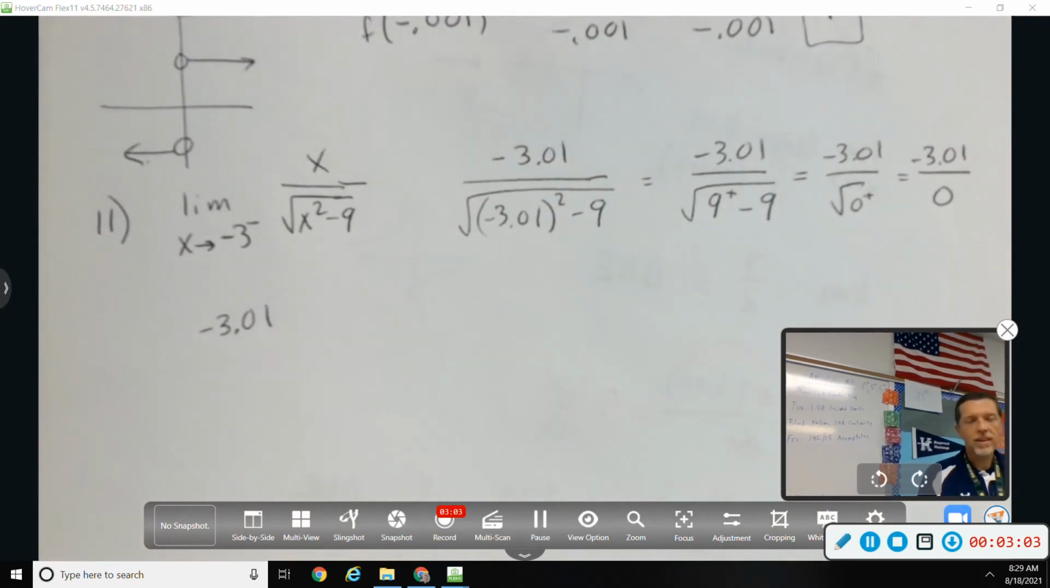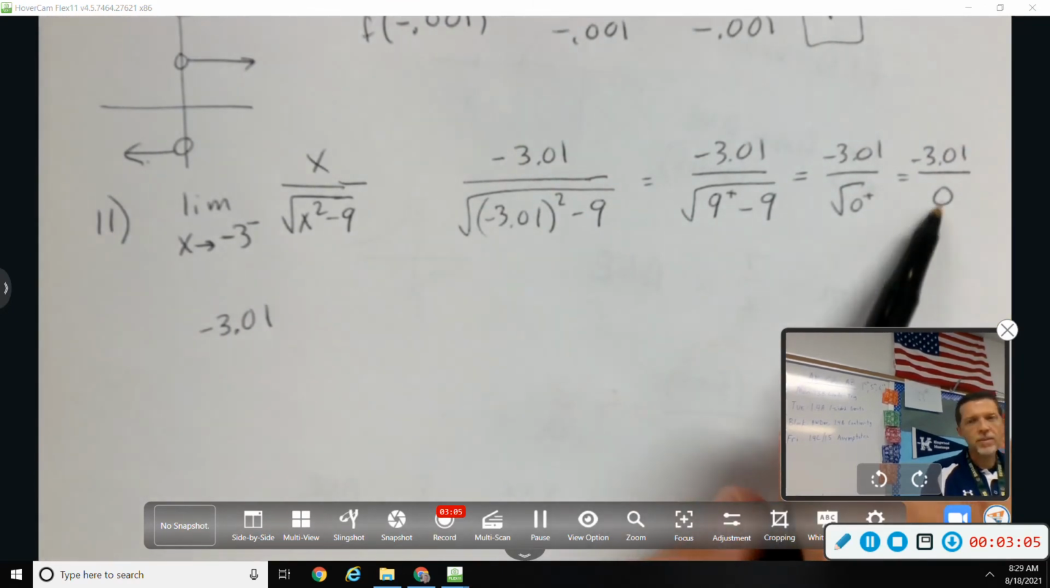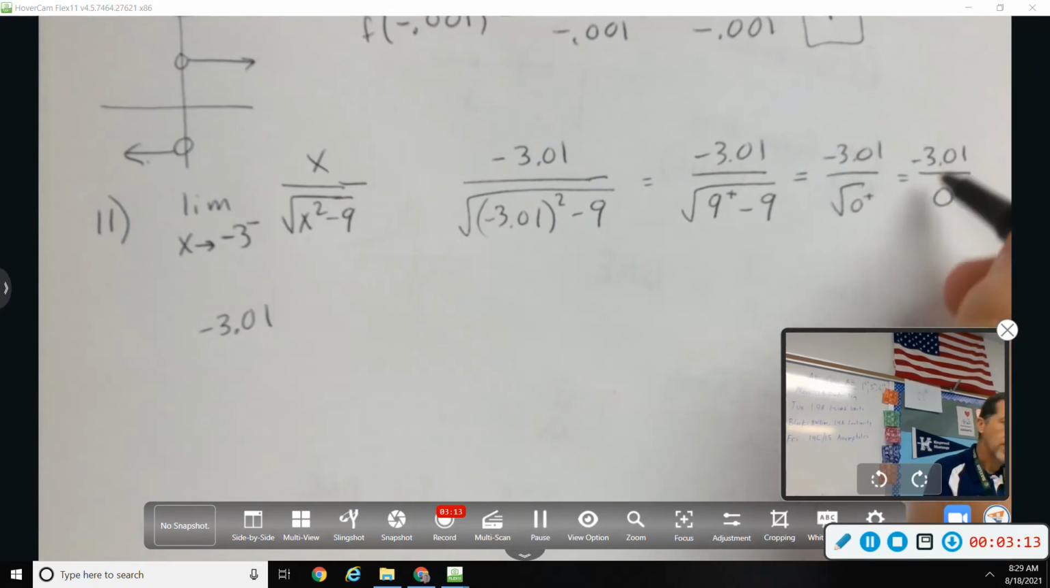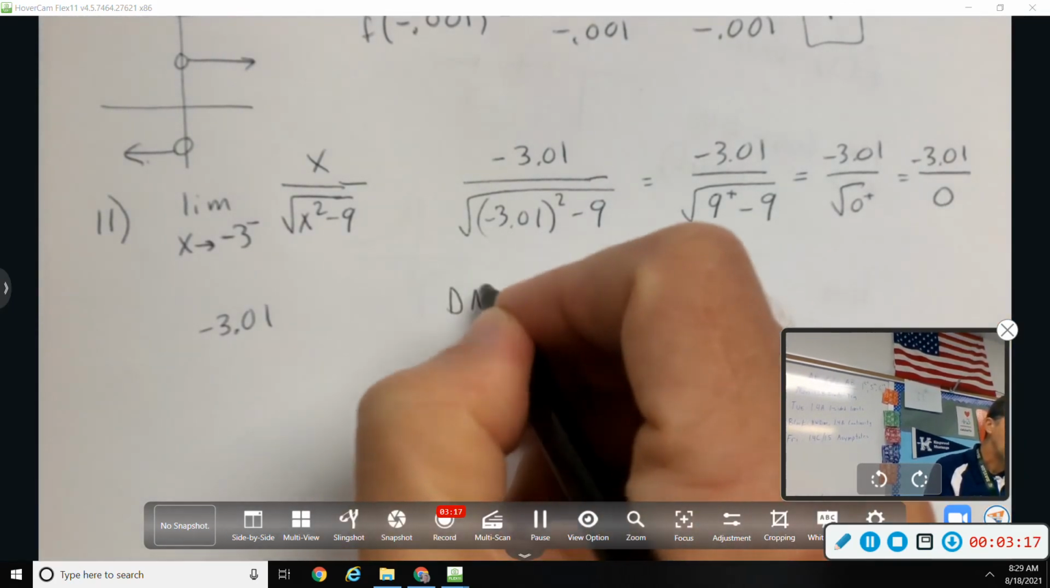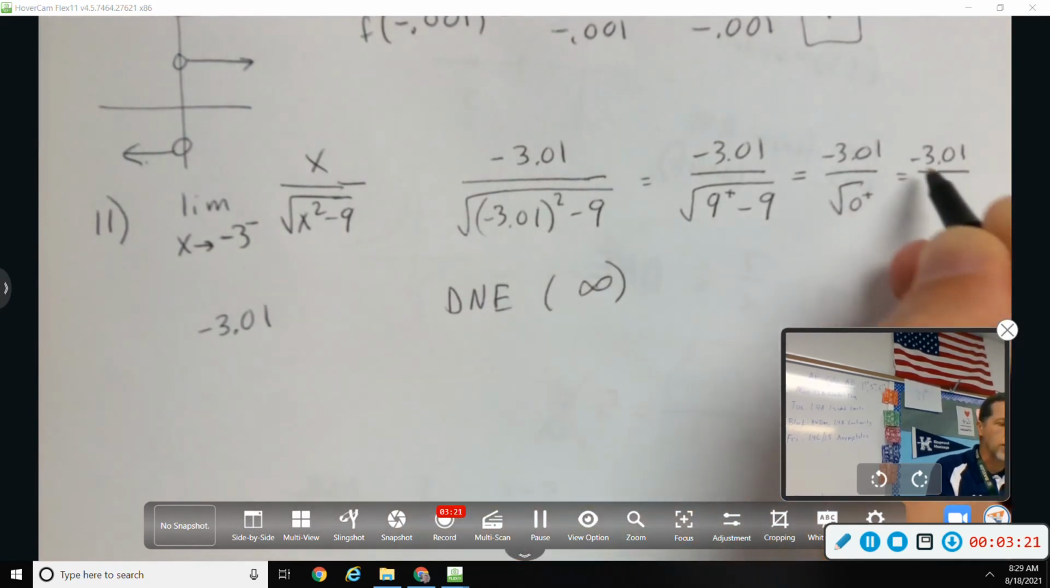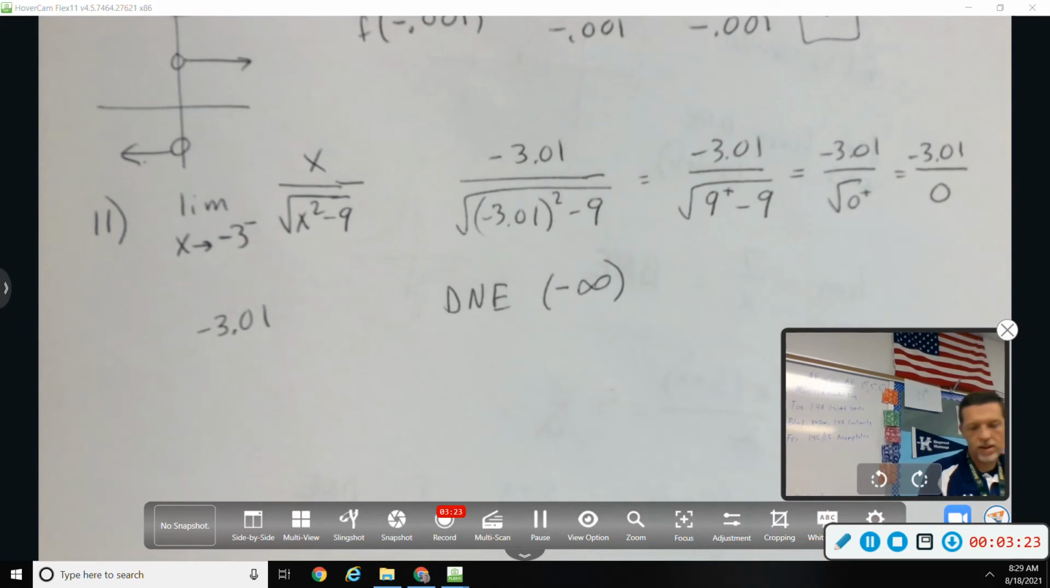but I've got a 0 in the bottom and it's not 0 in the top, so is there some magic fix to it? We're stuck with divided by 0 means we're headed to infinity, so that's D and E because it goes to infinity. If we really wanted to be specific, it goes to negative infinity because of that negative sign.